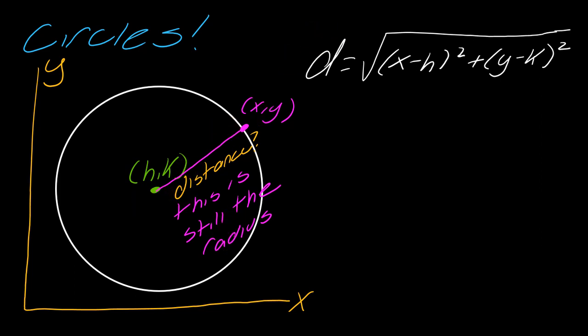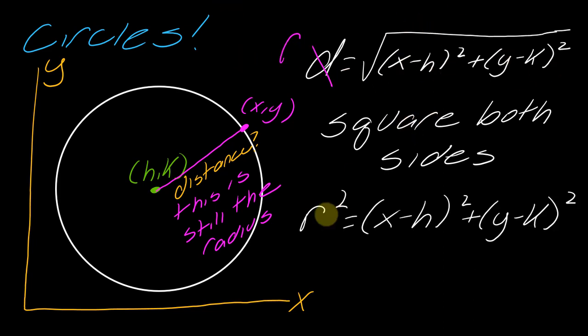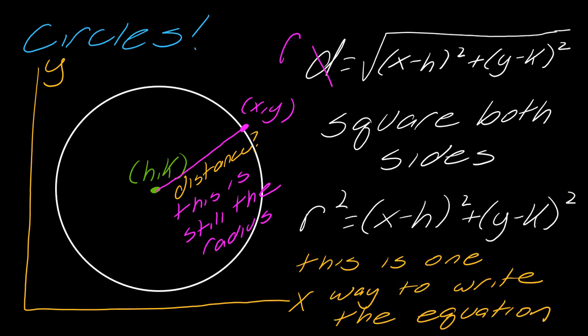So instead of calling it d, we could be a little bit more specific this time and call it r, for radius, because that's what this particular distance represents. And now what I want to do with this equation is square both sides, and this is going somewhere. So if I square both sides, I get this equation here. And this is important because this is one way to write the equation of a circle. We just created how you get to that equation of a circle.